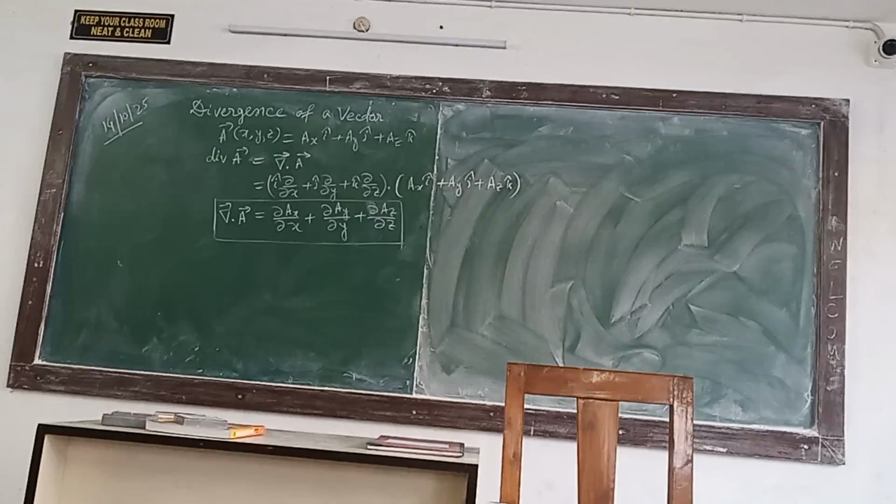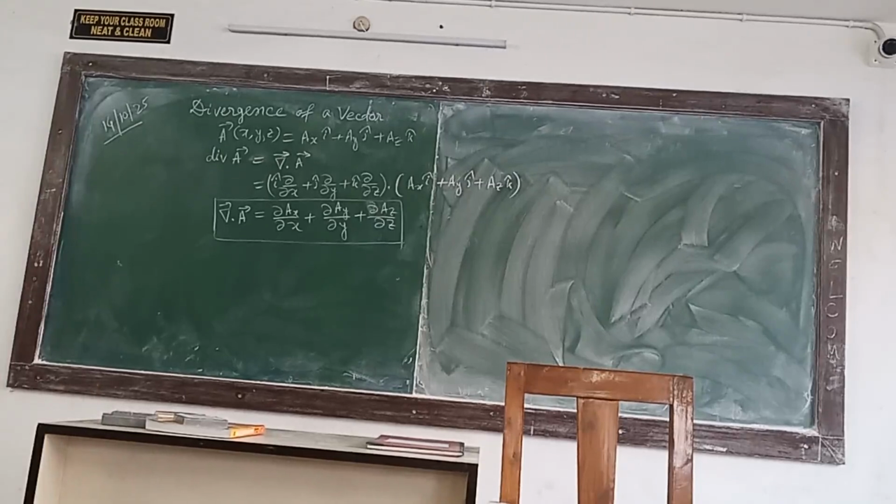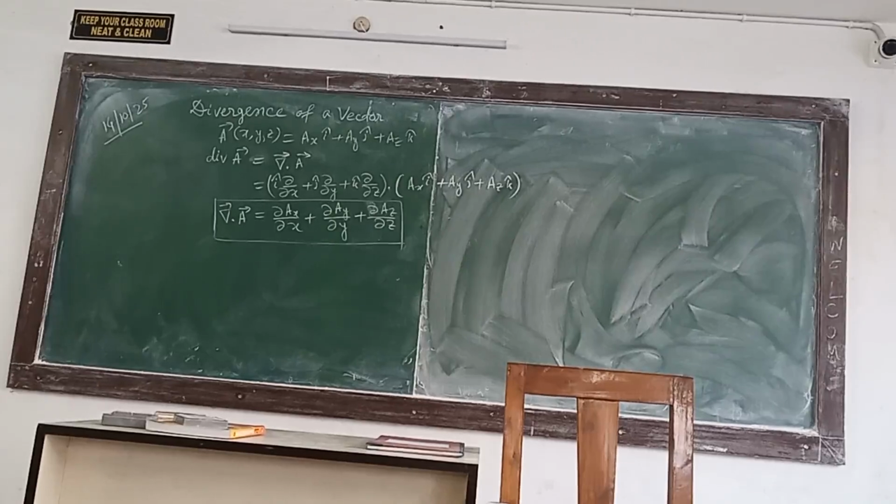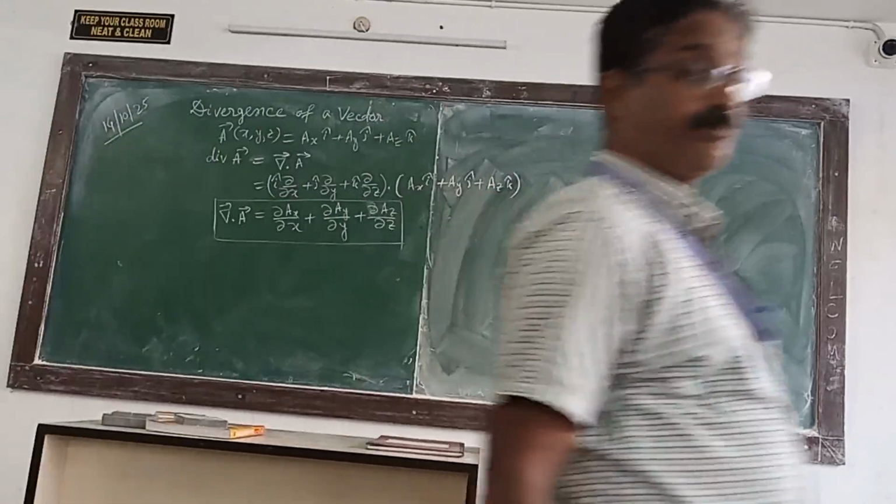So you can see that divergence of A is a scalar quantity. The dot product becomes a scalar quantity, we know that, and also it is a scalar quantity because on the right hand side there is no unit vector. So divergence of A is a scalar quantity.